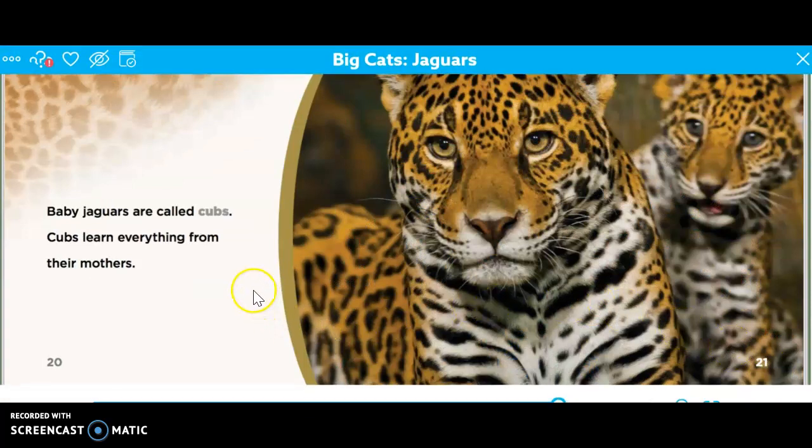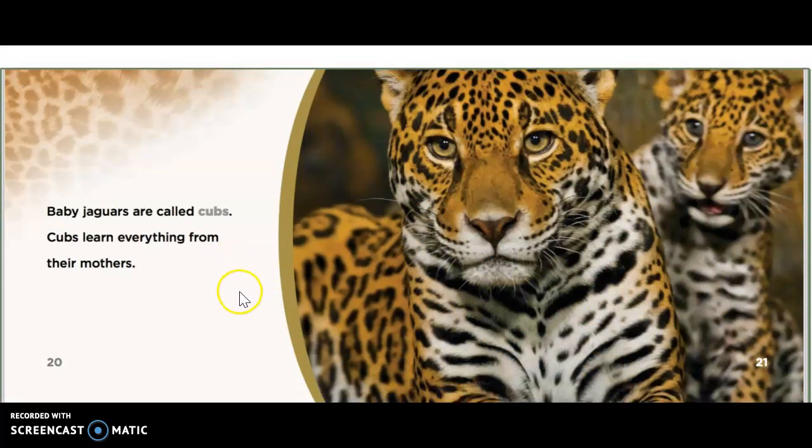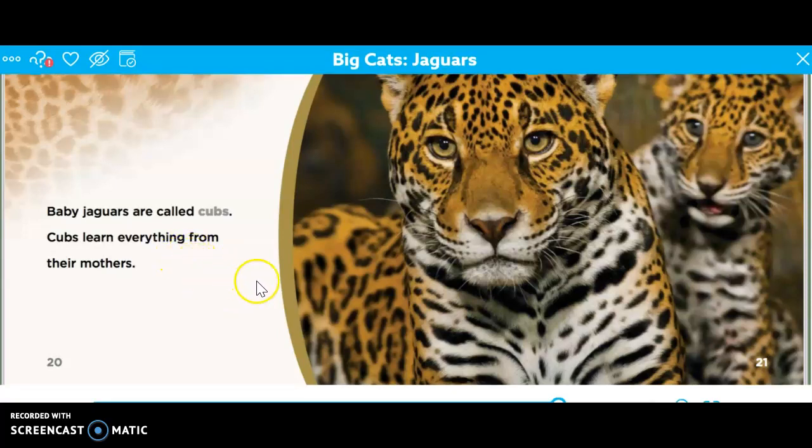Baby jaguars are called cubs. Cubs learn everything from their mothers. Here's the mommy cub. And there's the baby cub.